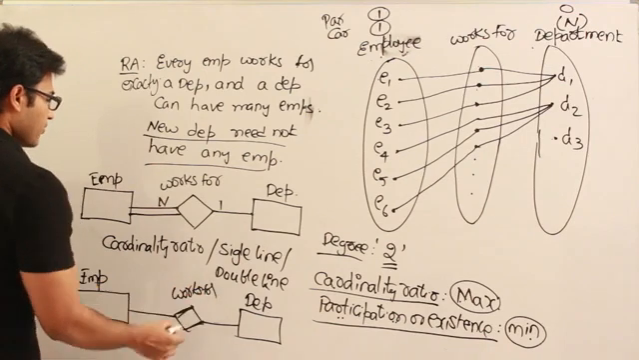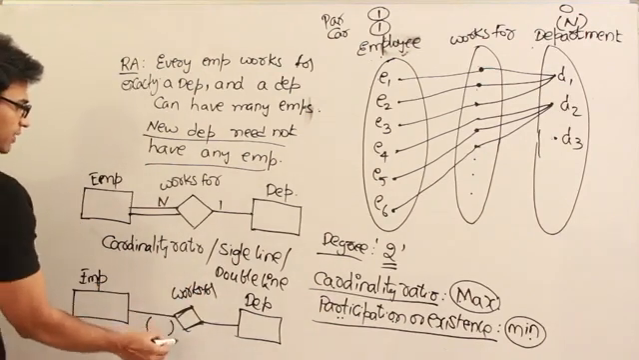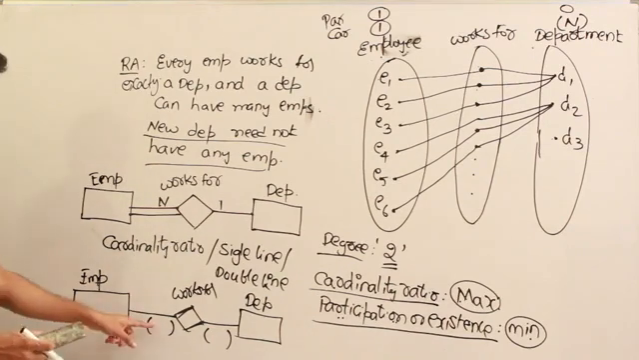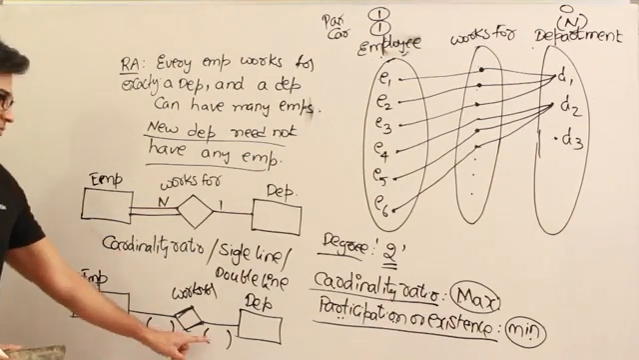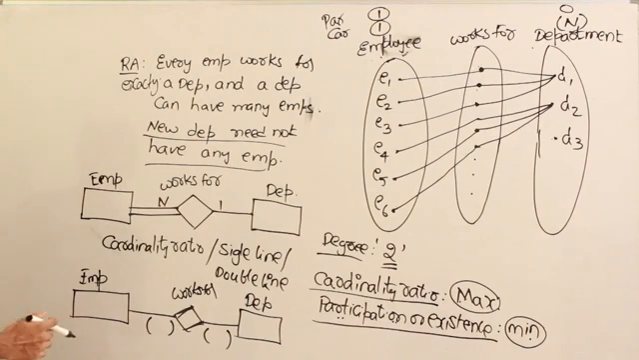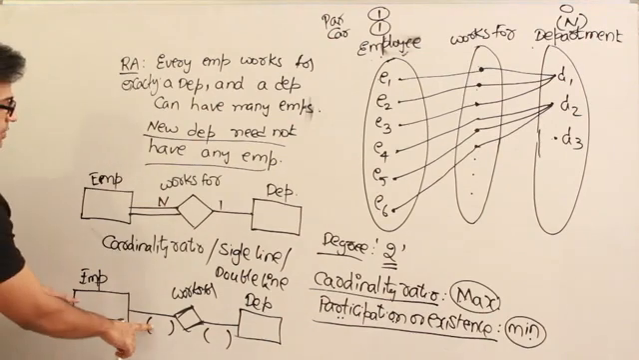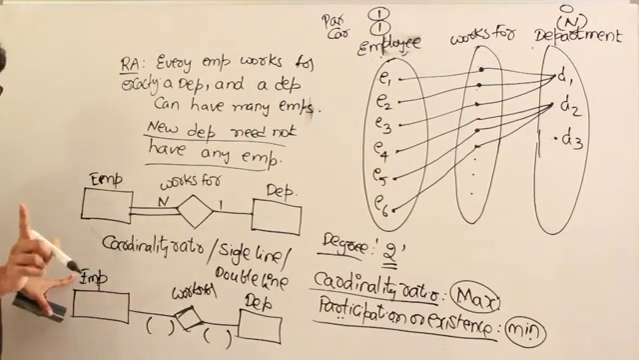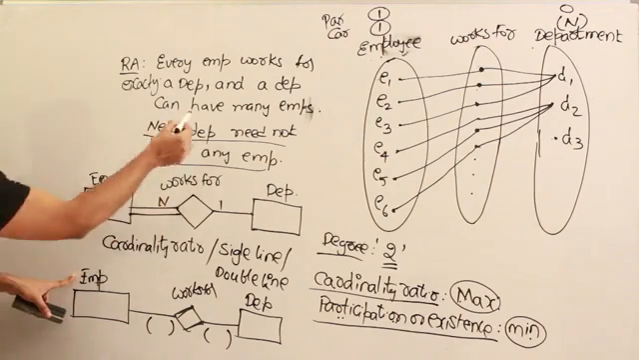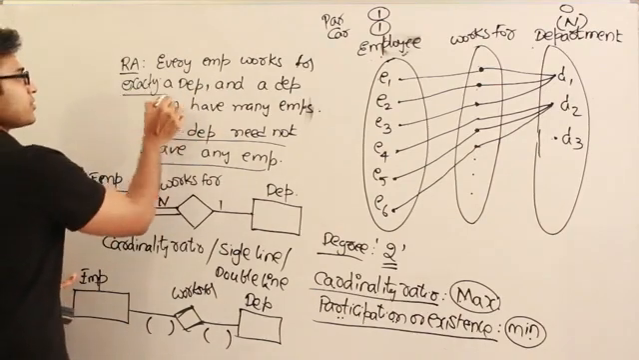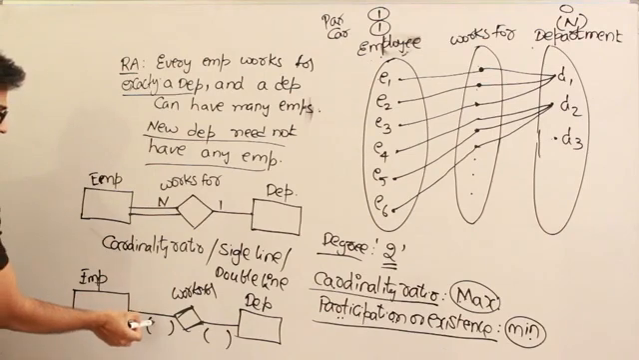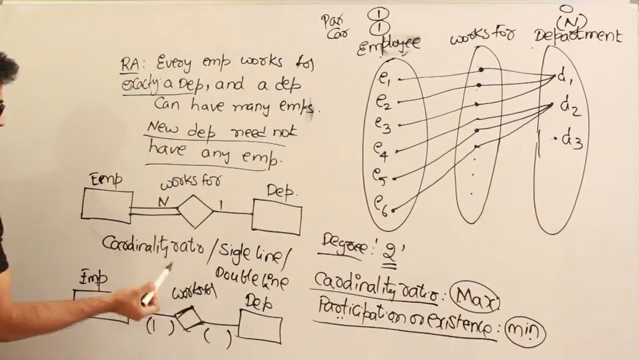Now we are going to have within brackets on either side what is minimum and what is maximum, right? So what is the minimum cardinality of employee? Every employee is going to participate in at least one relationship. I already told you, right? Why? Because every employee is supposed to work for at least one department. That is what is given. Therefore, minimum cardinality is 1 here.